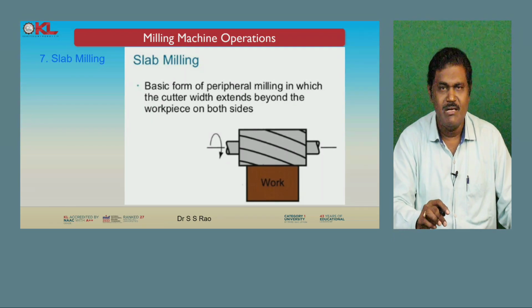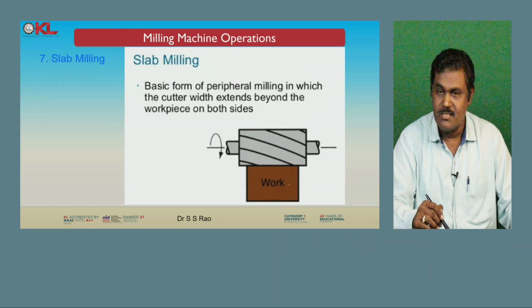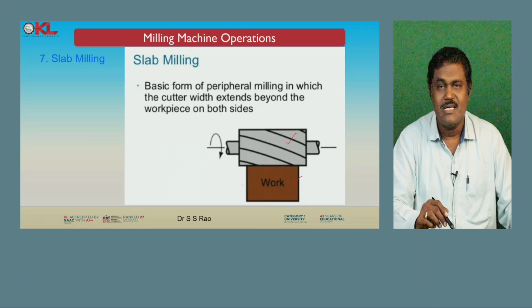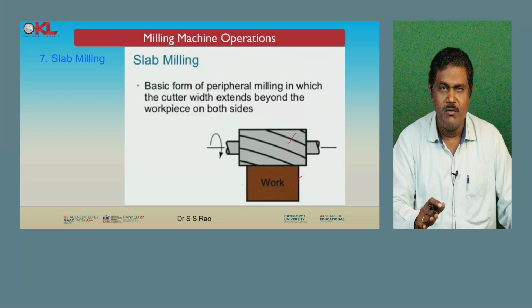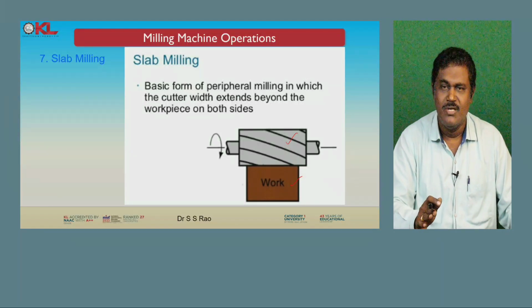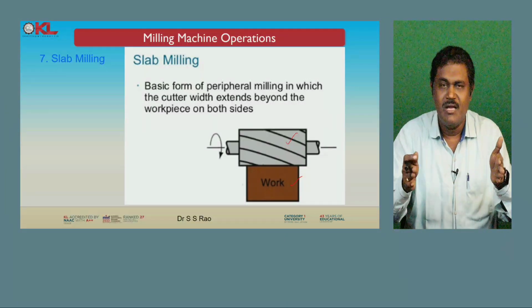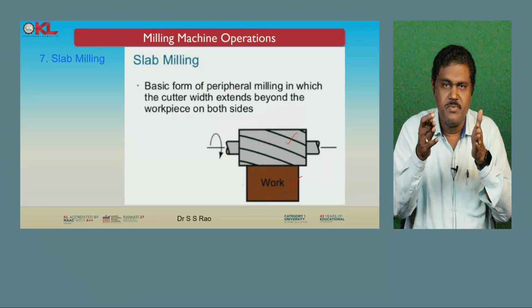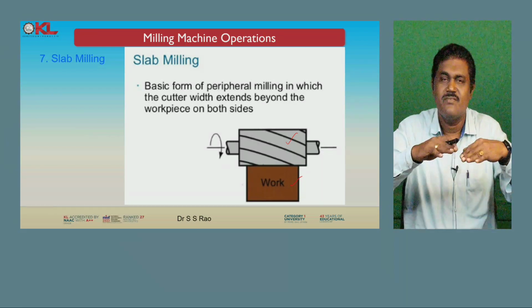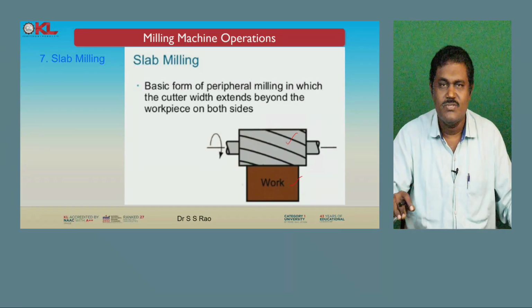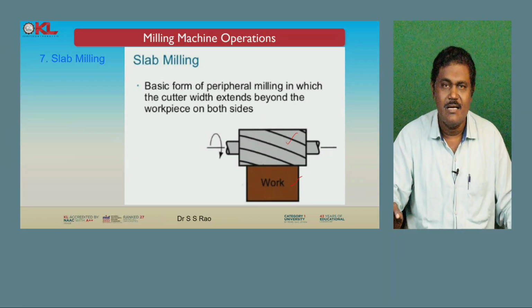Next, slab milling. Now you can see the slab milling, you can clearly observe this workpiece and the tool, the size of the tool and workpiece. It is the basic form of peripheral milling in which the cutter width extends beyond the workpiece on both sides. If the workpiece is this side and the cutter is wider than that, the entire surface of the workpiece is cut by using this cutter. That cutting operation is known as slab milling.